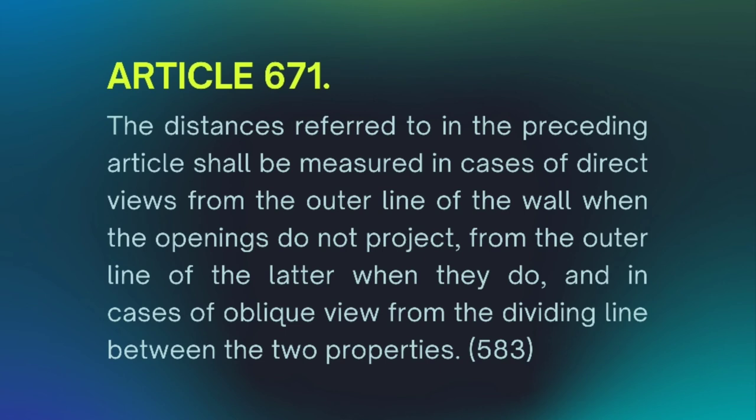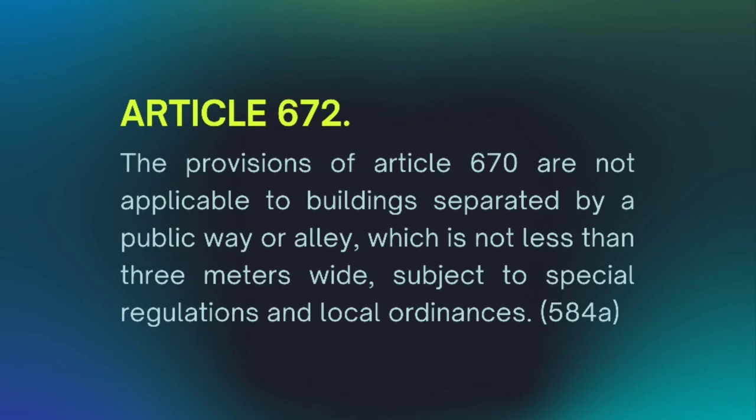Article 671. The distances referred to in the preceding article shall be measured, in cases of direct views, from the outer line of the wall when the openings do not project, from the outer line of the latter when they do, and in cases of oblique view, from the dividing line between the two properties. Article 672. The provisions of Article 670 are not applicable to buildings separated by a public way or alley, which is not less than 3 meters wide, subject to special regulations and local ordinances.